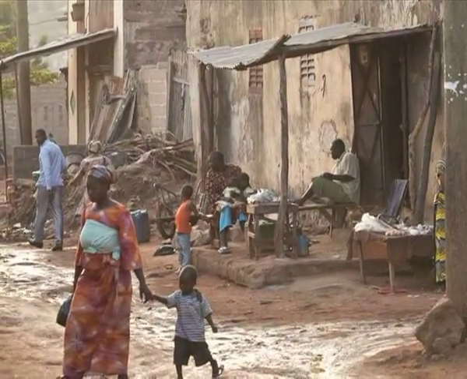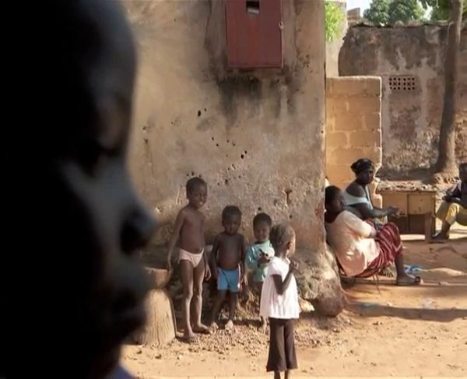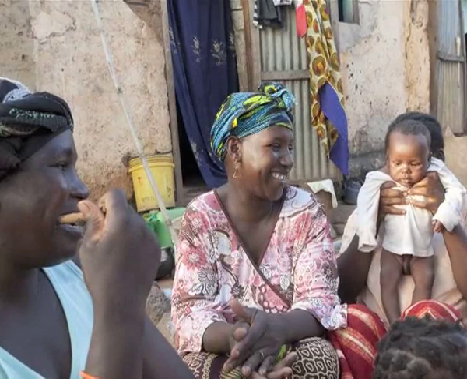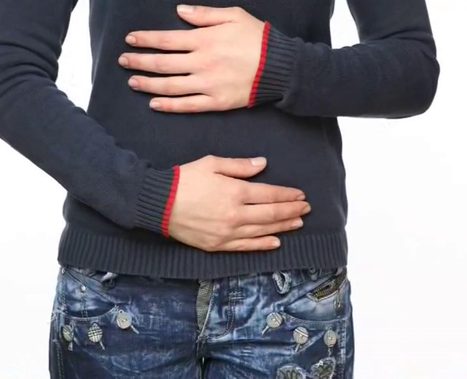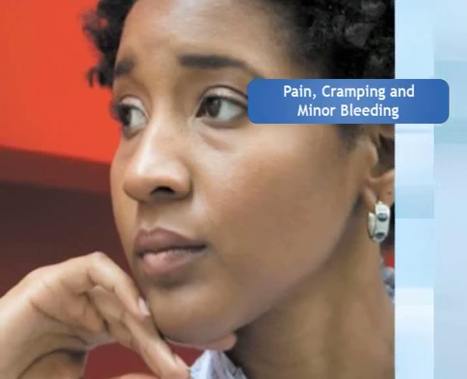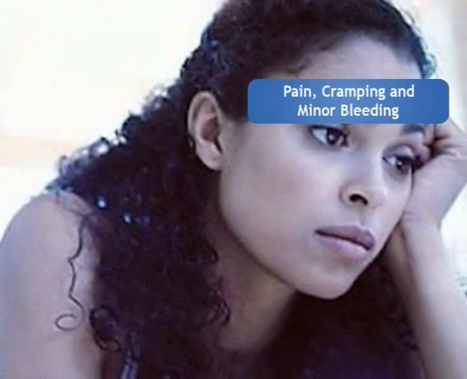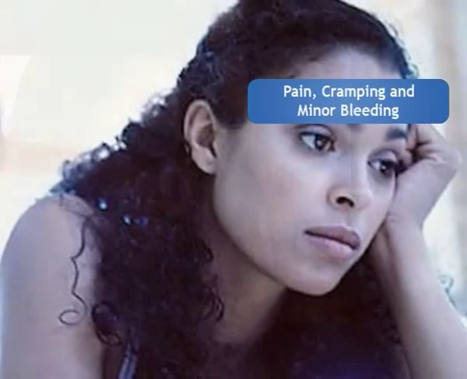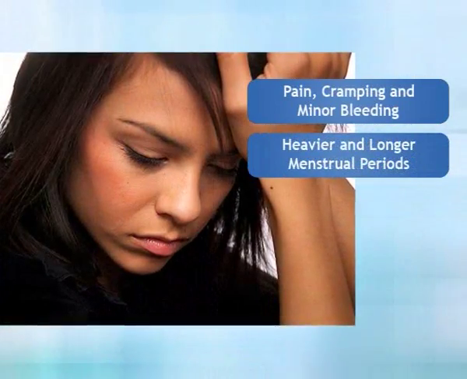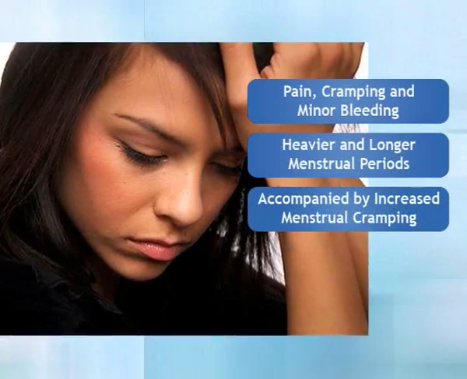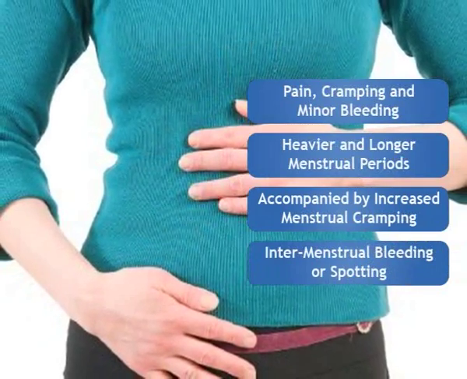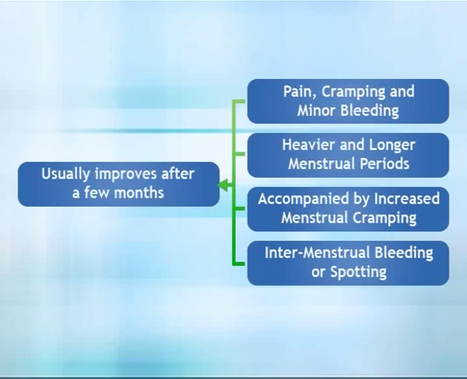Although the IUD is a very safe method of family planning, side effects can occur. The side effects of the copper IUD may be unpleasant or inconvenient, but are not harmful, and in most women they subside within 3 to 6 months after insertion. Some women may experience pain, cramping, and minor bleeding on insertion, but in most cases this goes away within an hour after insertion. Heavier and longer menstrual periods are possible in the first few months after insertion, and this can be accompanied by increased menstrual cramping and intermenstrual bleeding or spotting. But this usually improves after a few months.